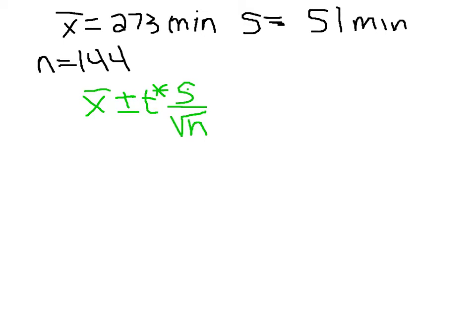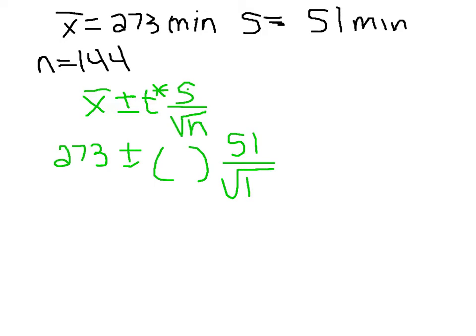If I plug in the values here, x bar plus or minus t star times s divided by the square root of n. My average study time is 273, plus or minus this t star that I have to look up, times the standard deviation of the sample, divided by the square root of 144. Now, I have to find this t star, guys. I have to find it by looking it up on the chart.